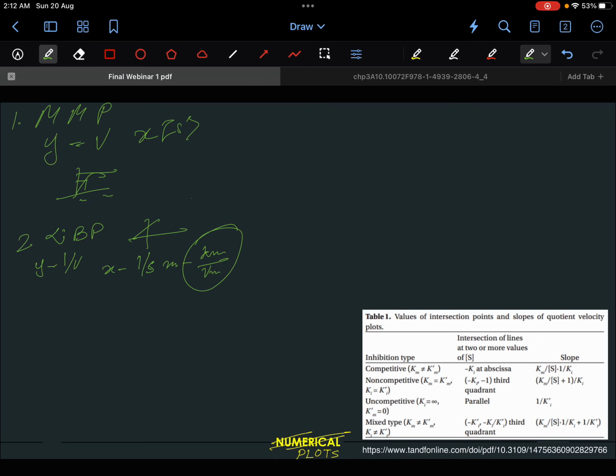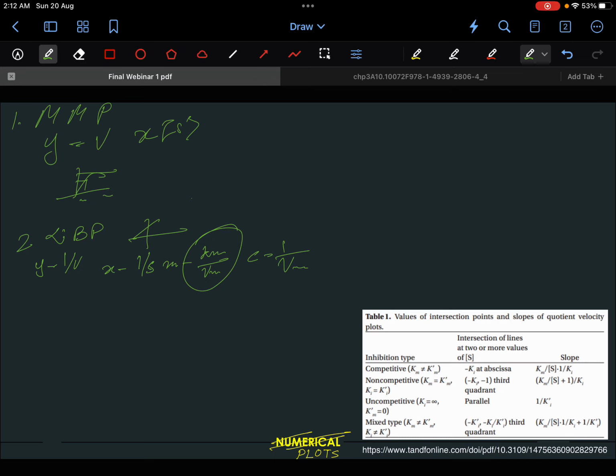Now I just explained Km by Vmax in competitive, uncompetitive, non-competitive and mixed. So this is the importance of slope. And what is the c? C is 1 by Vmax. Am I writing too badly?